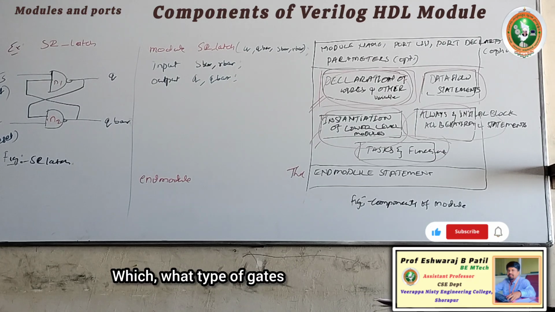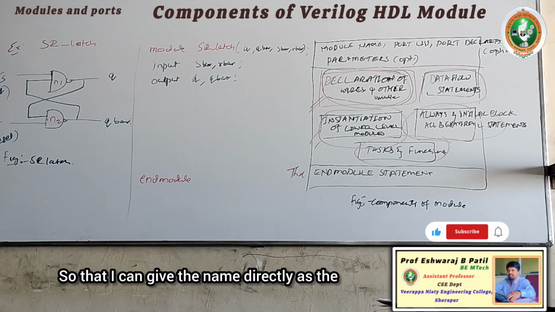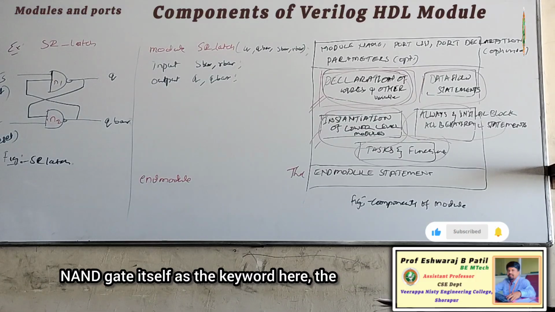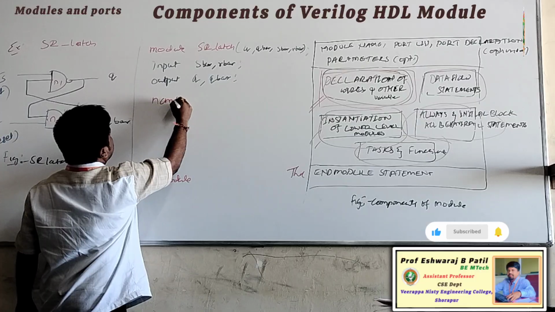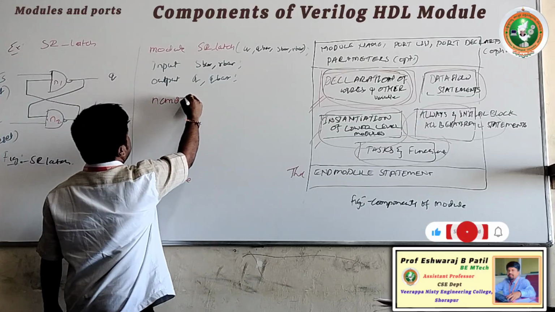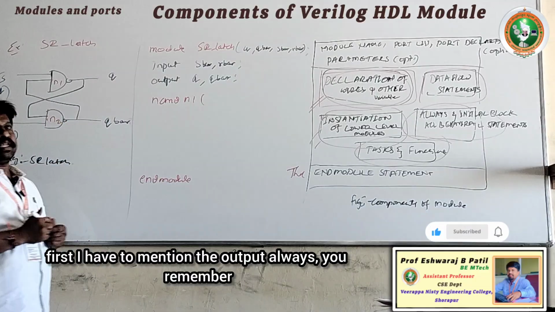Which type of gates? NAND gate. So I can give the gate name directly with the NAND keyword here: NAND N1. I have to define the first, and I have to mention the output always.